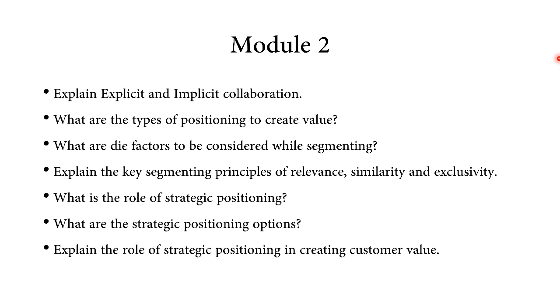Okay, and these are the next set. Explain the explicit and implicit collaboration. What are the types of positioning to create value? What are the factors to be considered while segmenting? It's not diagram. What are the factors? Explain the key segmenting principles of relevance, similarity, and exclusivity. What is the role of strategic positioning? What are the strategic positioning options? And explain the role of strategic positioning in creating customer value. So these are the remaining questions from module 2. You can go through it once.